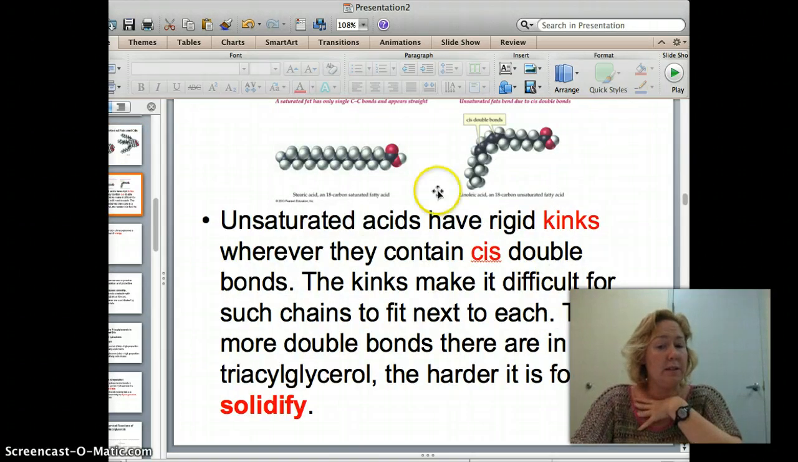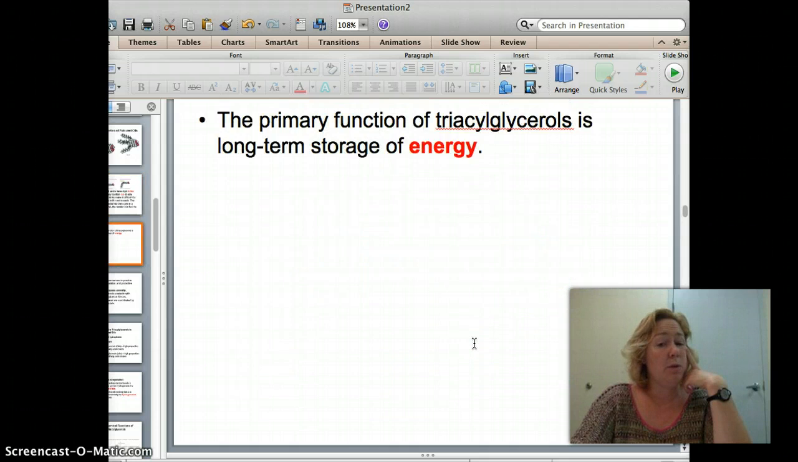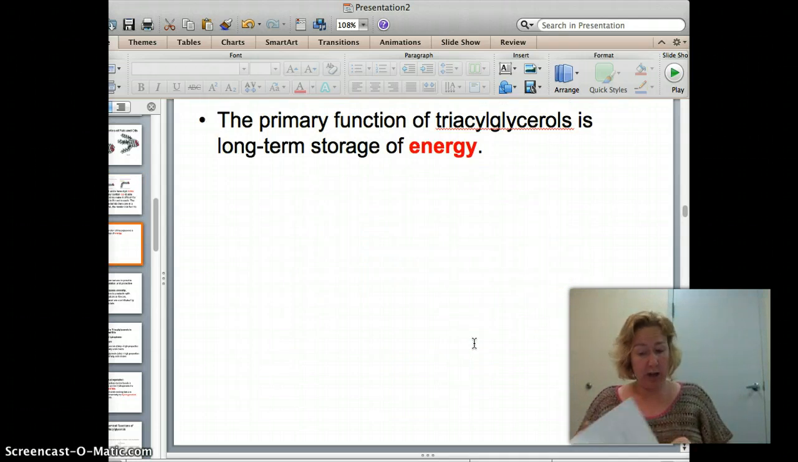Unsaturated acids, this guy has a kink. They contain cis. I'm not going to ask you the cis and the trans. Just chill out about that. Don't worry about it. The kinks make it difficult for them to nestle together, and therefore it is harder for them to solidify. The primary function of triacylglycerols is energy.